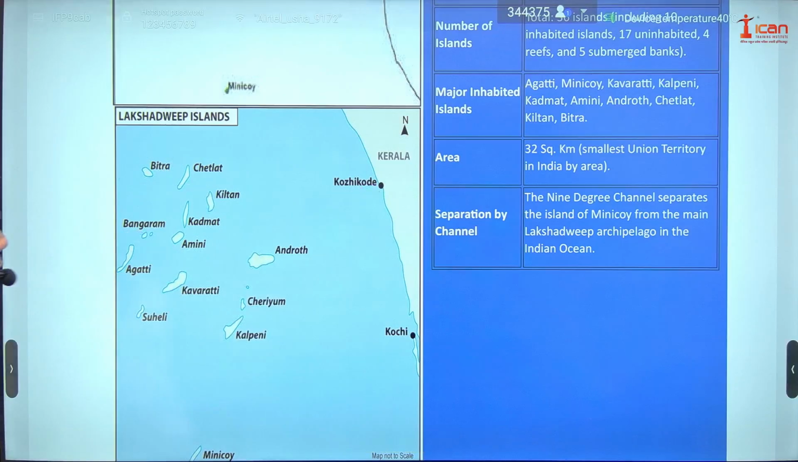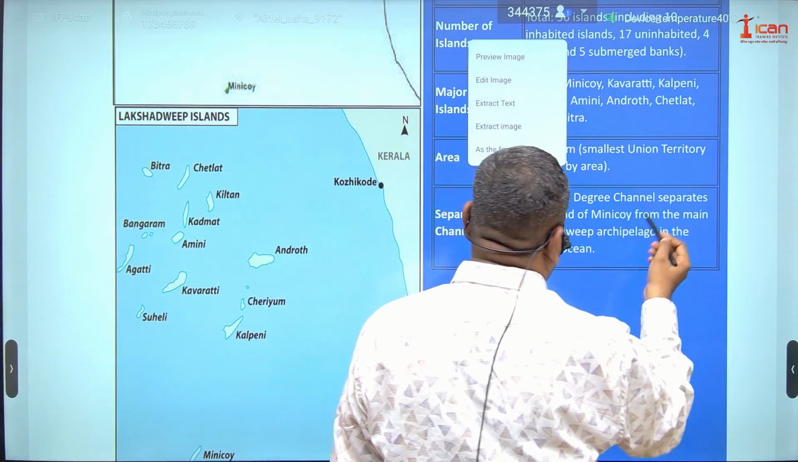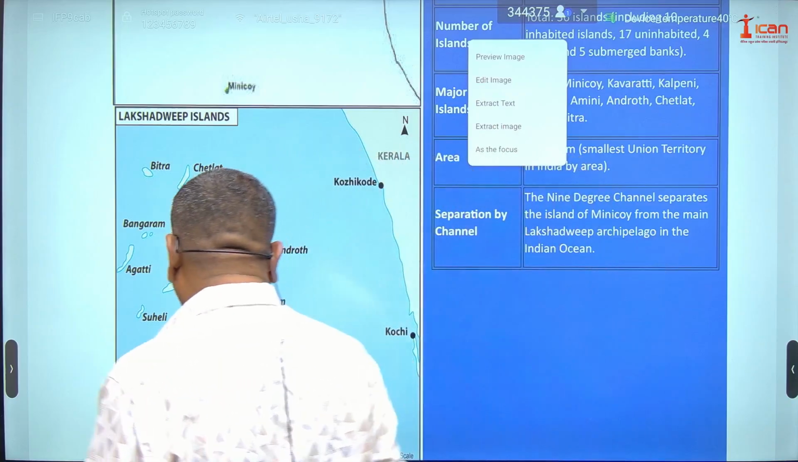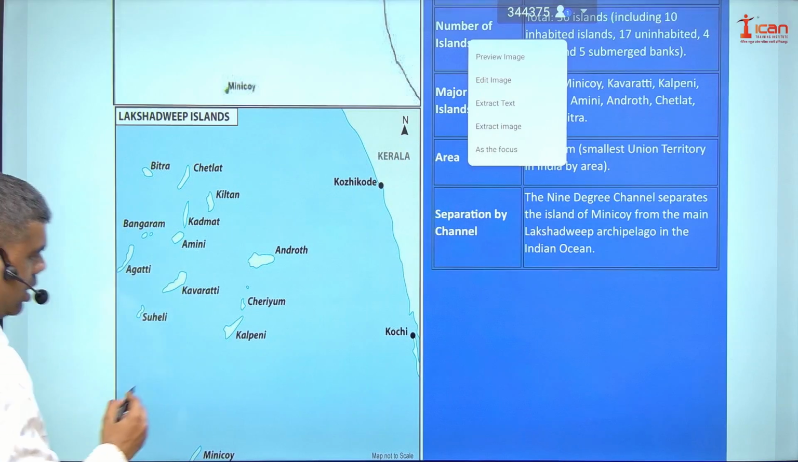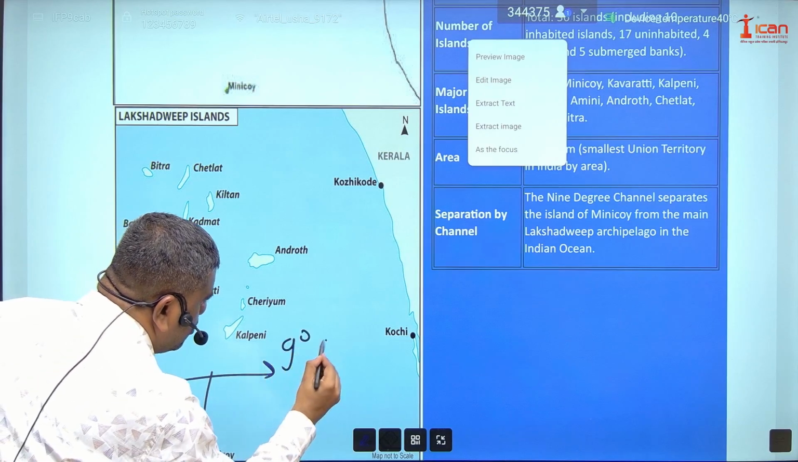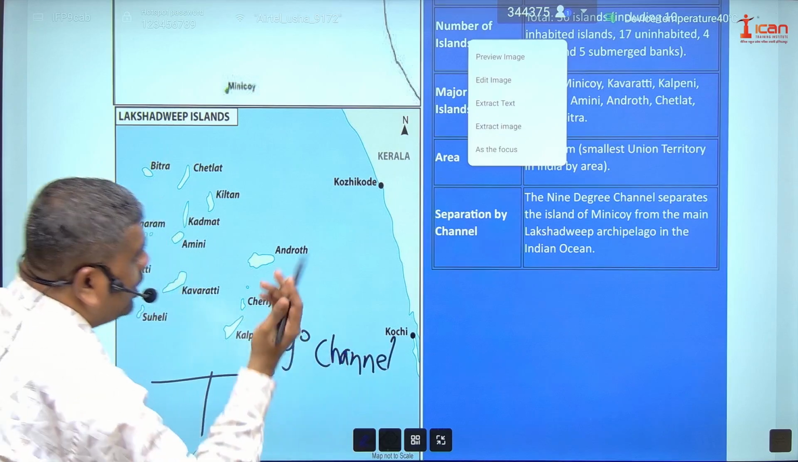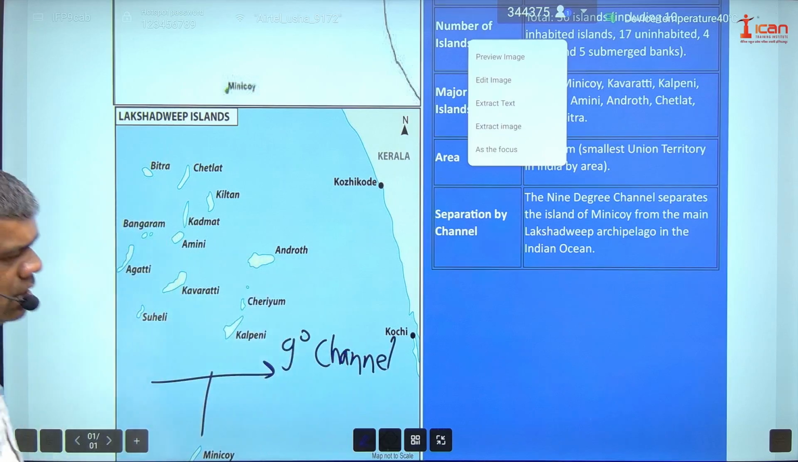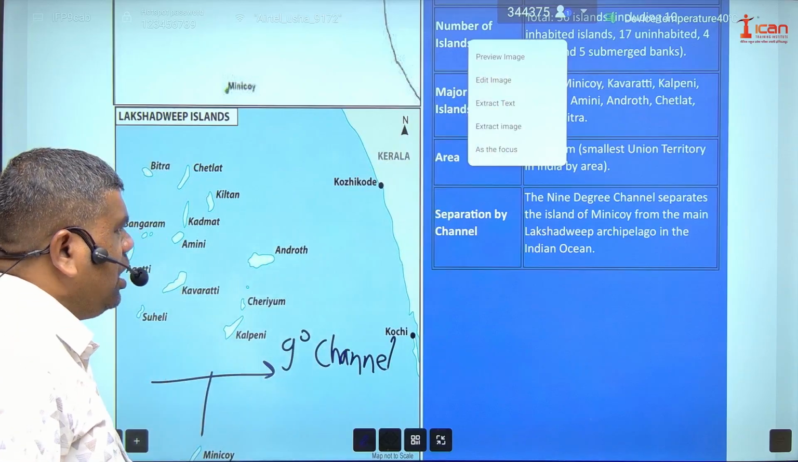Now what is separated by the 9-degree channel? It separates the island of Minicoy from the rest. Minicoy is much lower here. Here there is a channel which is called the 9-degree channel, because it is at the 9-degree. We saw Andaman and Nicobar had the 10-degree channel separating them. Here we have the 9-degree channel.